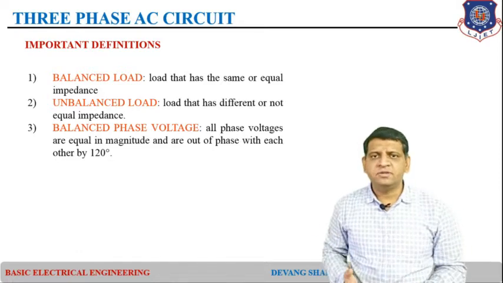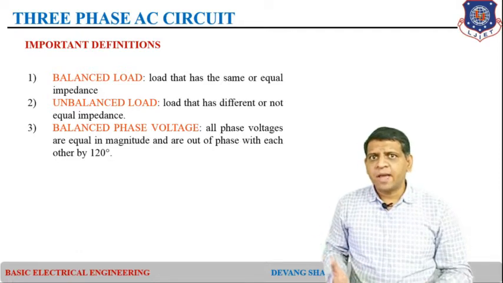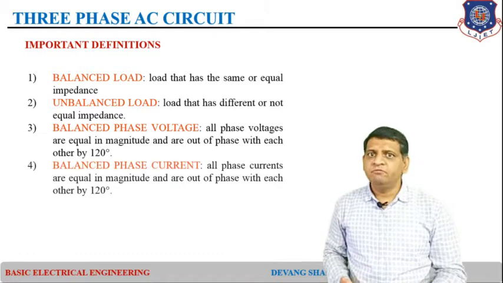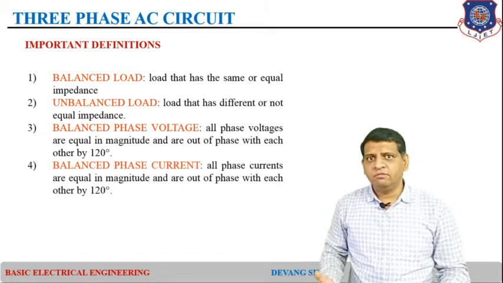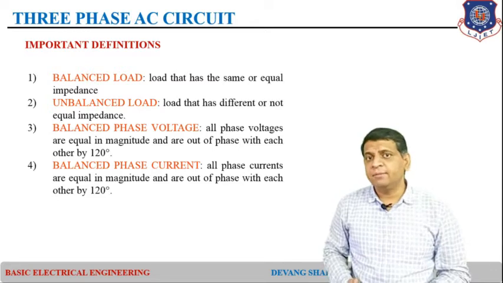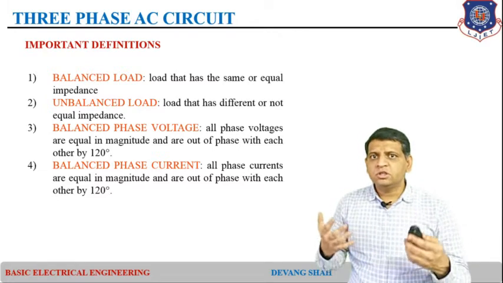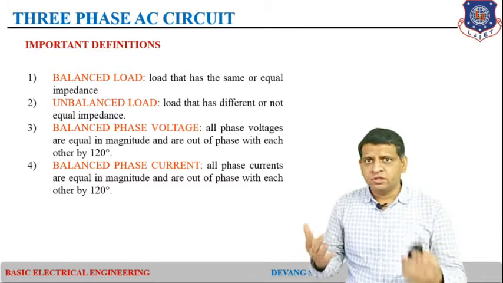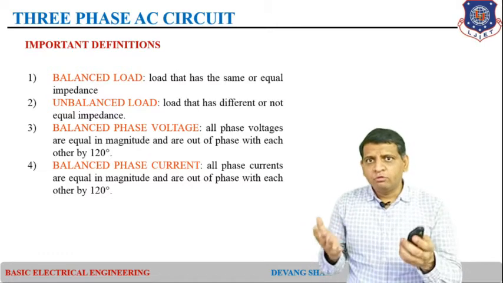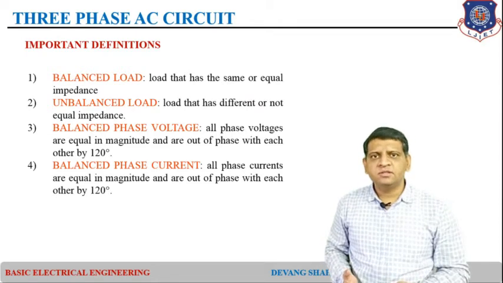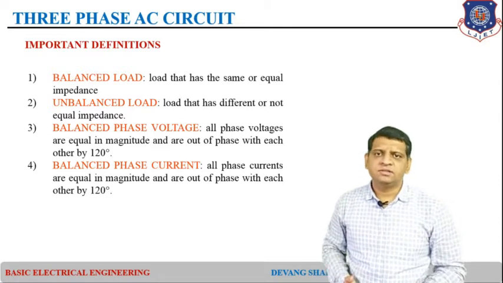In the same way, balanced phase voltage means all the voltages in a star or in a delta 3-phase AC circuit are of the same magnitude but are 120 degrees apart from each other. In the same way for balanced phase current, all the current magnitudes are the same but are 120 degrees apart from each other. So this is the common terminology, the definitions or words that we need to understand for the star 3-phase AC circuit or a delta 3-phase AC circuit, right.